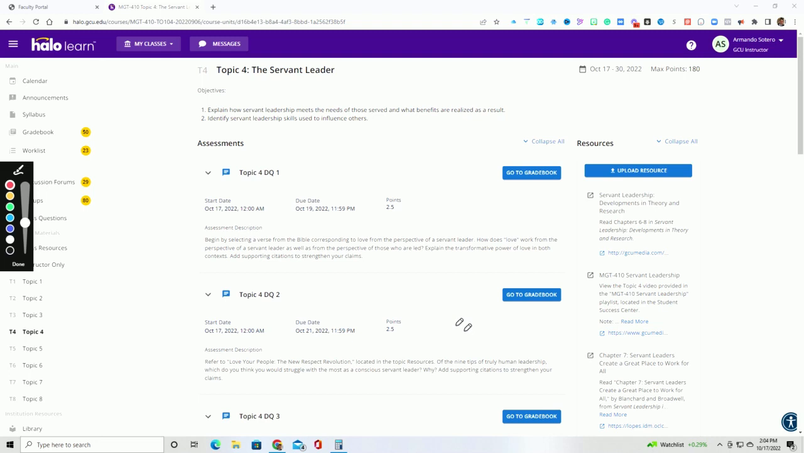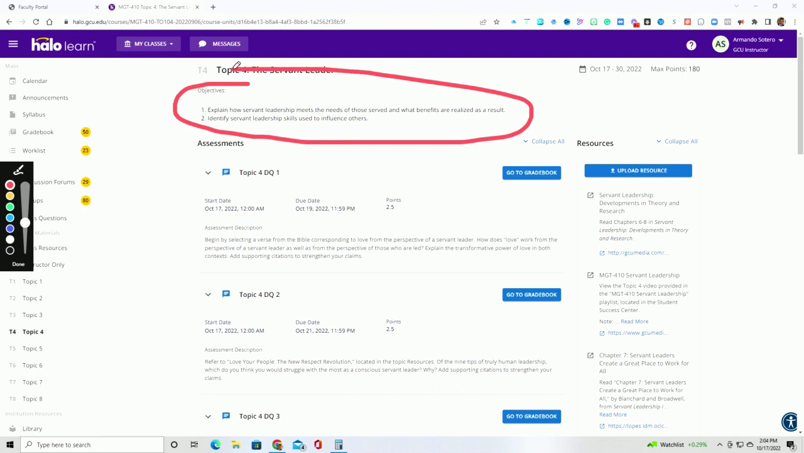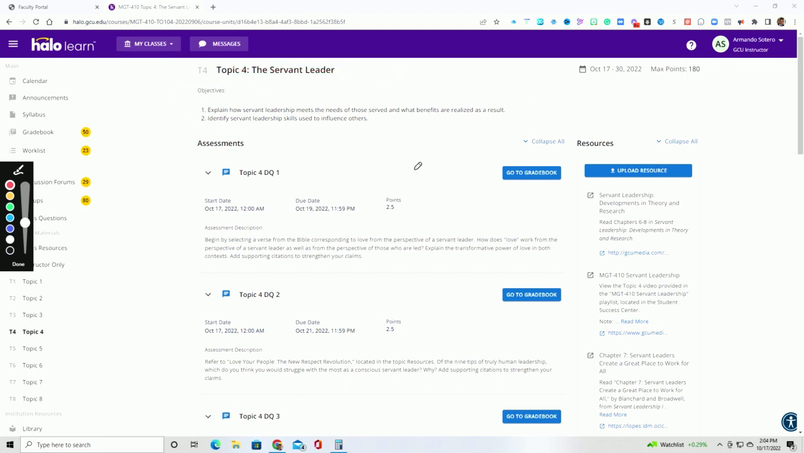Okay, so in topic 4, we are now going to start looking at the servant leader, and we're going to find out exactly, and we're going to explain how servant leaders meet the needs of those individuals served and what the benefits are. We're going to dive deeply into that, and that's also part of this assignment that you have due. And then secondly, we are going to identify servant leadership skills that are used to influence others.